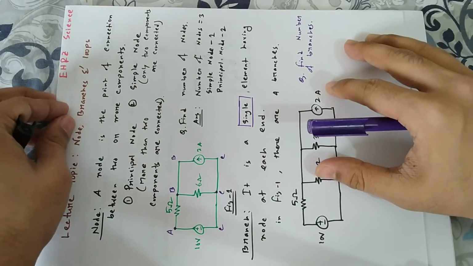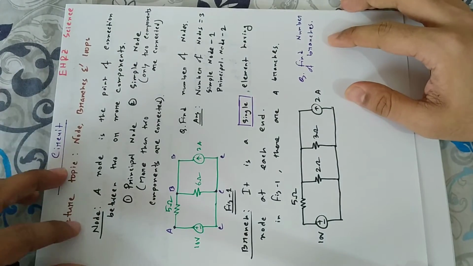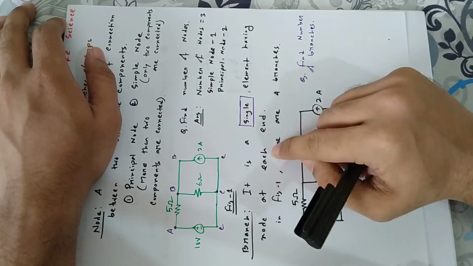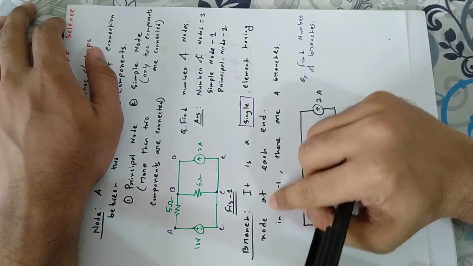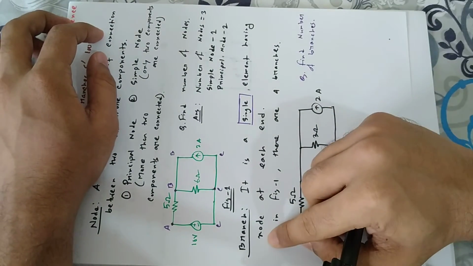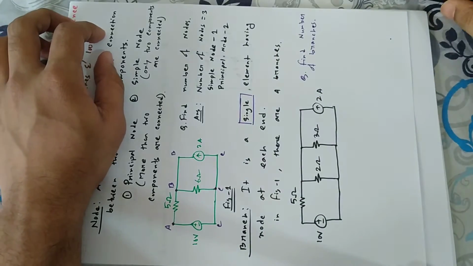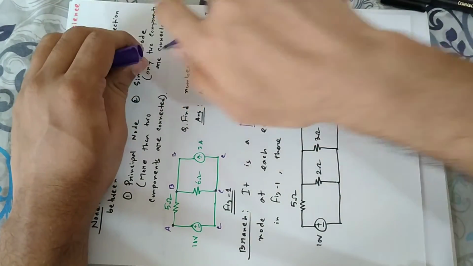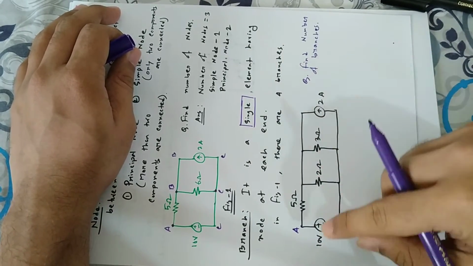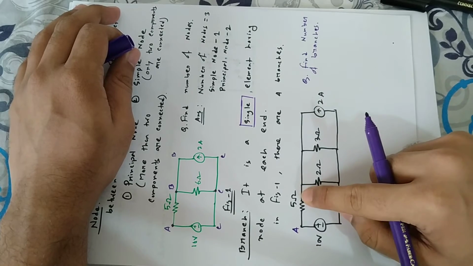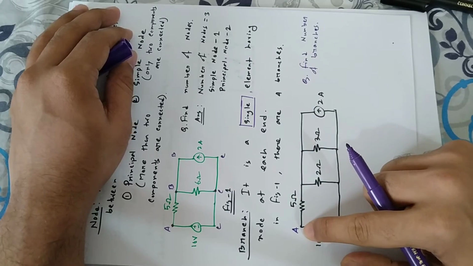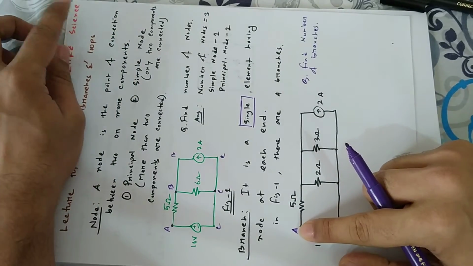So first of all, by definition of branch, we can see that a branch is a single element having a node at each end. So your primary task is to identify the number of nodes. Okay, then let us find the nodes. This is a node, isn't it? This is a node because this 5 ohm resistor and 10 volt source are connected at this point, and this is also a simple node. More specifically, it is a simple node.